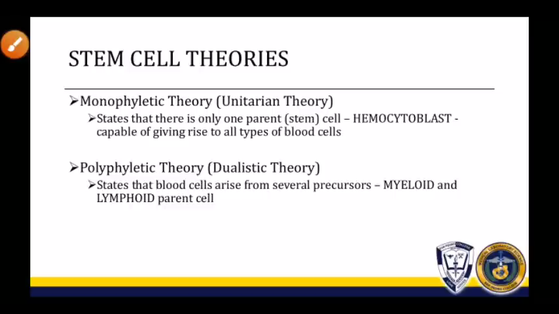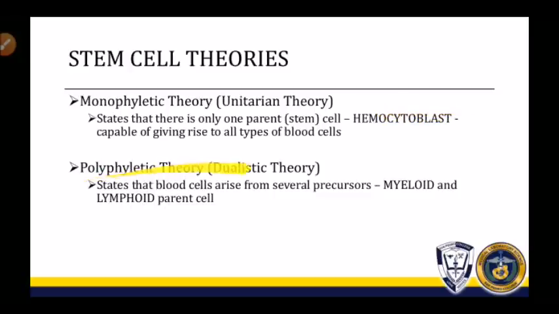Let us now proceed to the different stem cell theories. So far there are two types of stem cell theories: the monophyletic theory, also known as the Unitarian theory, and the polyphyletic theory, also known as dualistic theory. So monophyletic theory states that there is only one parent stem cell, termed as the hemocytoblast, which is capable of giving rise to all types of blood cell. So si hemocytoblast lang gyud daw ang origin sa all types of blood cells.